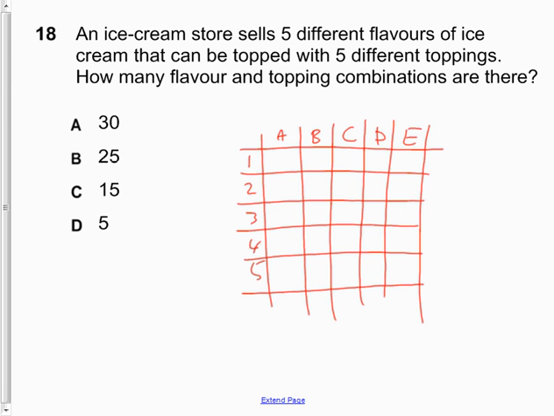If I was actually to make a table, I could see that these ice cream flavors versus toppings, I could have flavor A with topping 1, I could have flavor B with topping 2, I could have flavor C with topping 2, and so on and so forth. There are 25 possible combinations of ice cream and toppings, which is B.